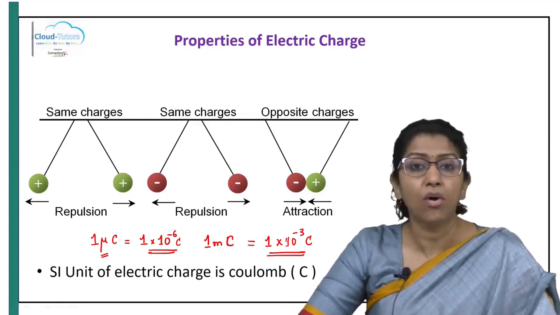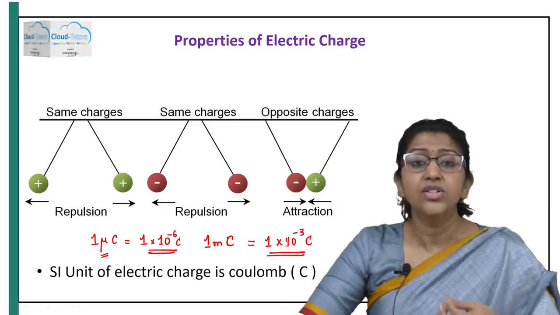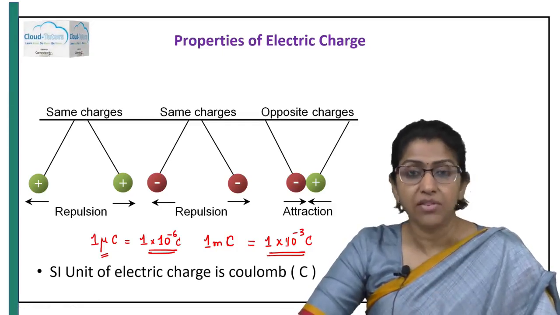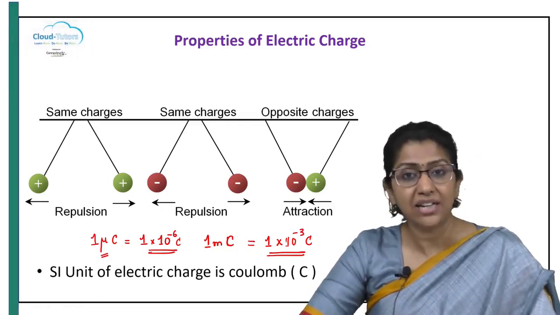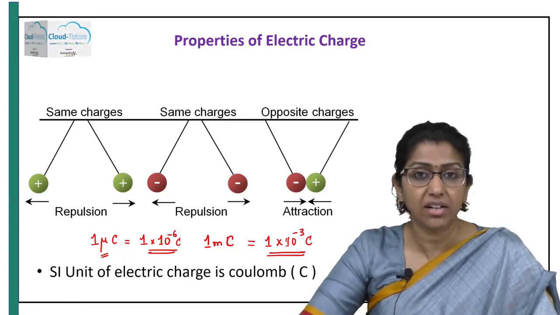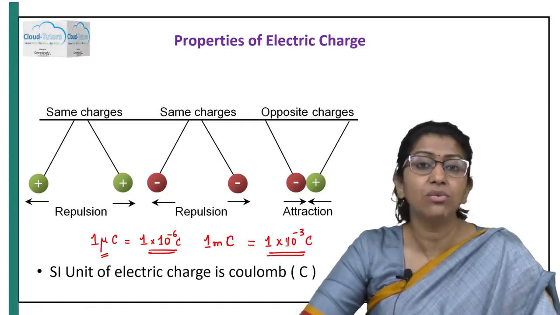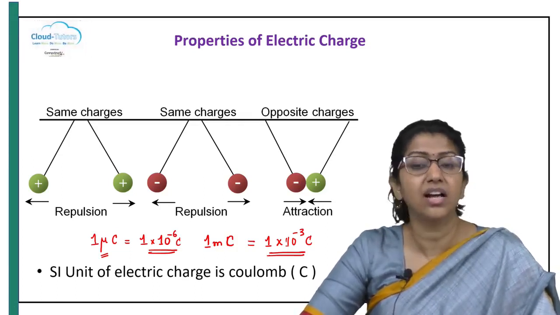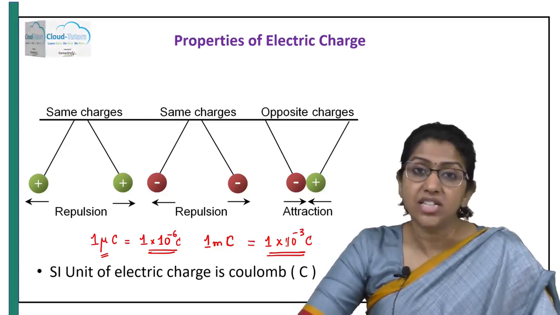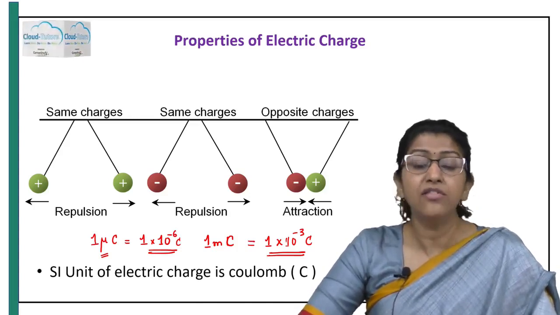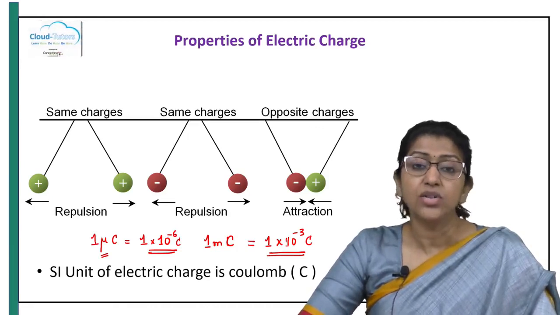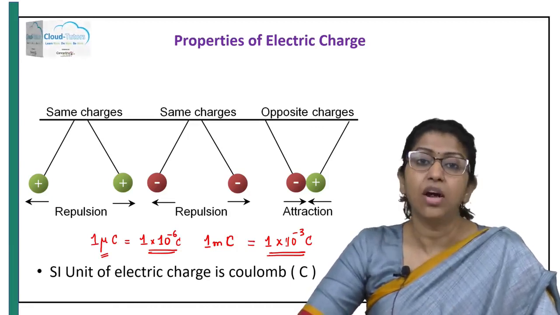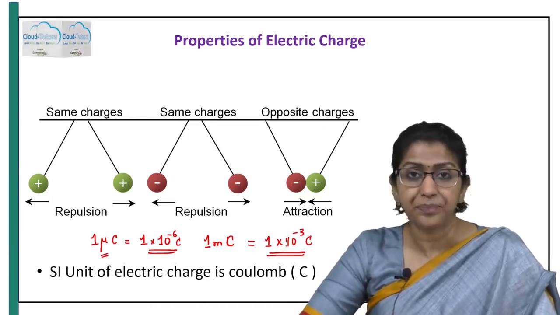There should be some origin of these charges, right? So where are these charges coming from? How do we know it is positive and negative? How do we know they are repelling each other when two like charges are kept together, and when two unlike charges are kept together, there will be a force of attraction, right? So when I say force of attraction, we are talking about the electric force here.